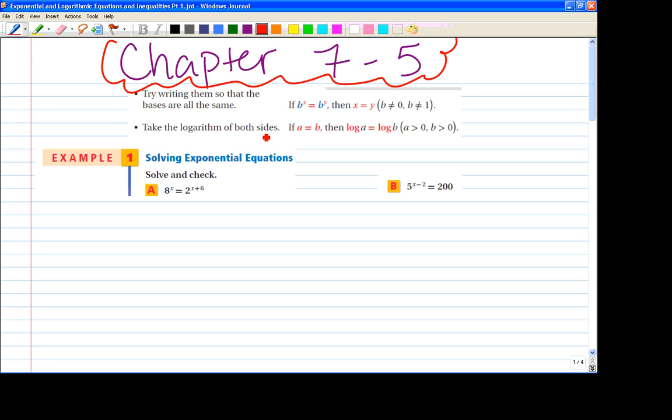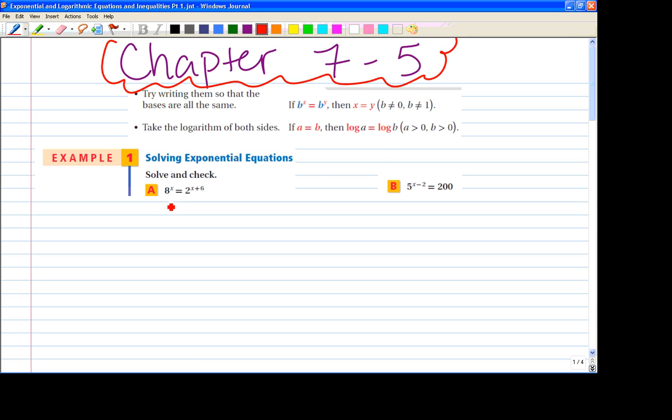And also, if we have a equals b, and say for some reason we need to solve for an exponent or something of the sort, I can take the log of both sides. And as it turns out, you can also go backwards at this. If you have log a equal to log b, then a and b must be equal to each other. So I can go either direction with both of these properties.